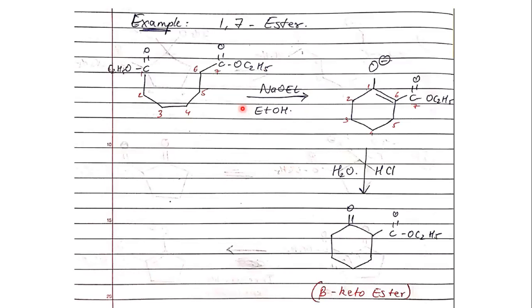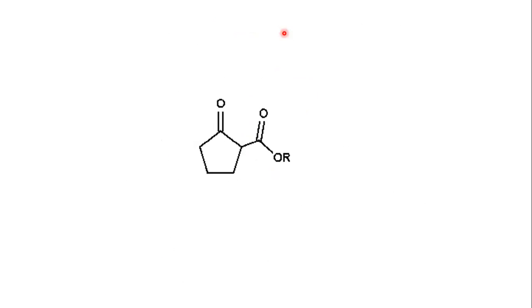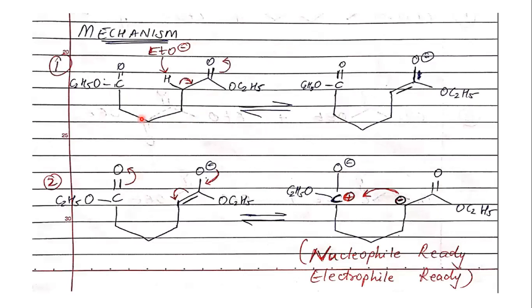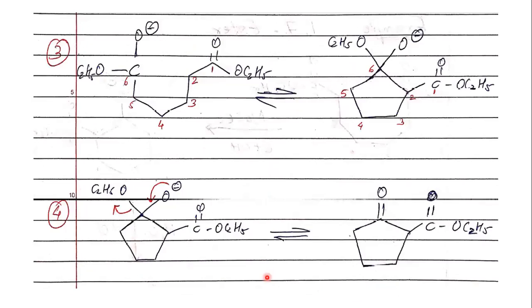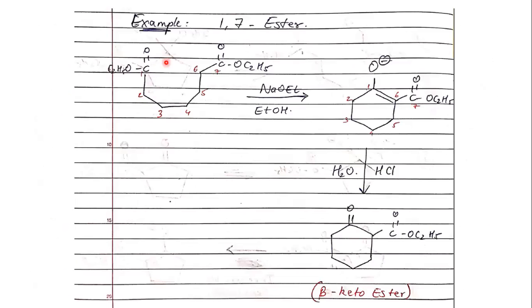Now this is another example. I've taken a starting material which is a 1,7 ester. In the mechanism that we saw, we had used a 1,6 ester, diethyl hexanedioate. Here I'm going to use a 1,7 ester. So the 1,7 ester is going to give me a 6-membered ring, whereas the 1,6 ester gave you a 5-membered ring.